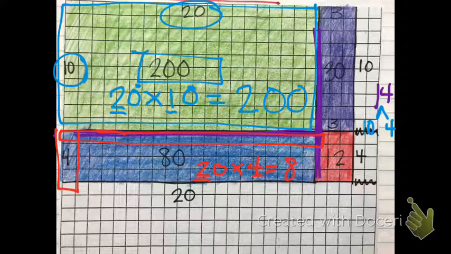4 times 2 is 8, with 1 zero put on the end. So I end up with my answer of 80 in this box. Now I go over here. I have 3 this way, and I have 10 this way. So that leaves my equation of 3 times 10.